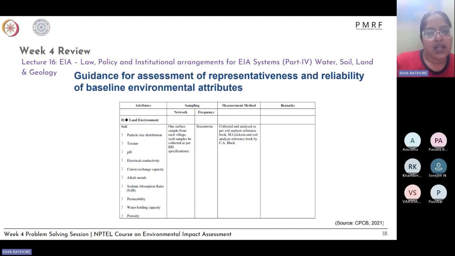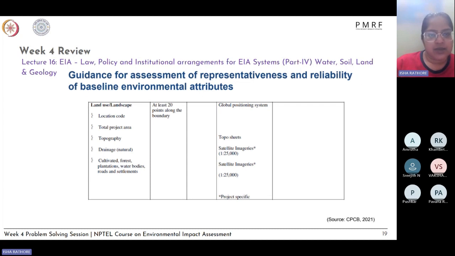Indian standards, and the frequency at which you have taken them, whether seasonal soil characteristics are measured, or once throughout the project, is mentioned, what measurement method has been used, and if there are any remarks or anomalies which were found. So all of these are mentioned when you give a final EIA report. So this is an indicator of how you do an EIA for soil at your site. Similarly, for land use or landscape, you have a similar kind of consideration of parameters.